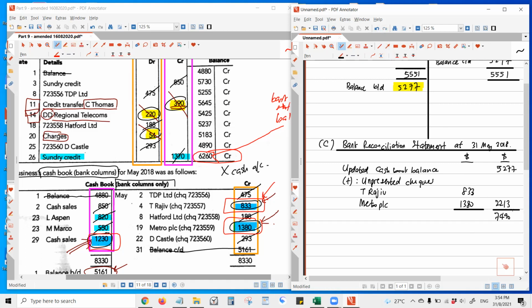Okay, next will be uncredited check. We have to remove it by minusing. And it is about the cash sales, 1230. Okay, then after you have written, you do the deduction. Then you tell me what you get. Okay, I wait for you.